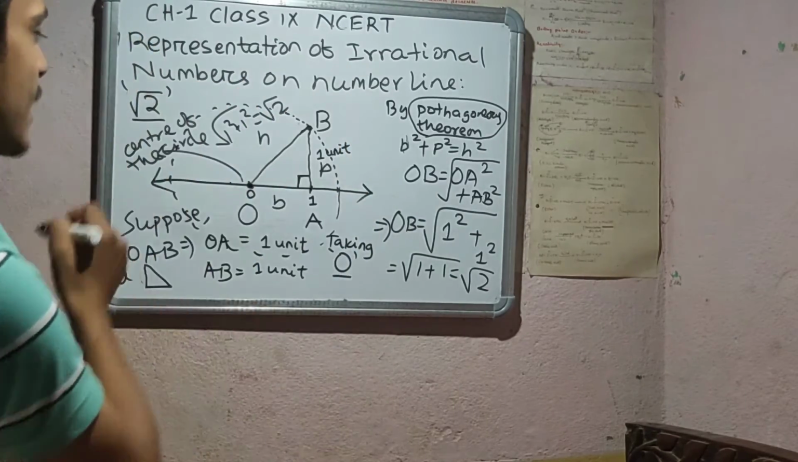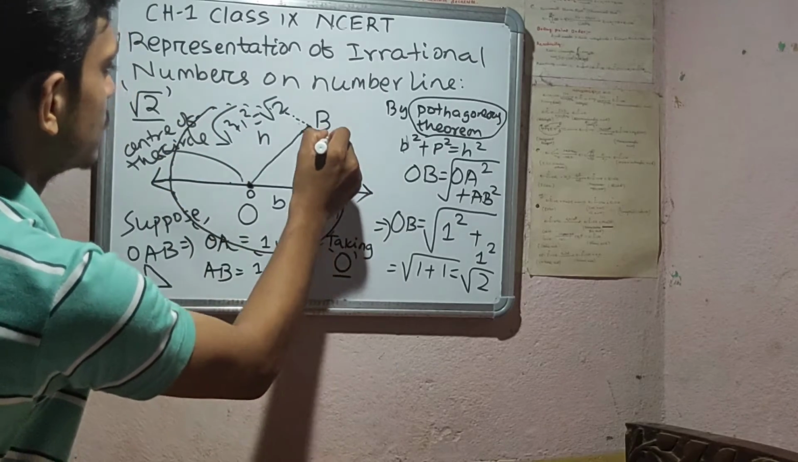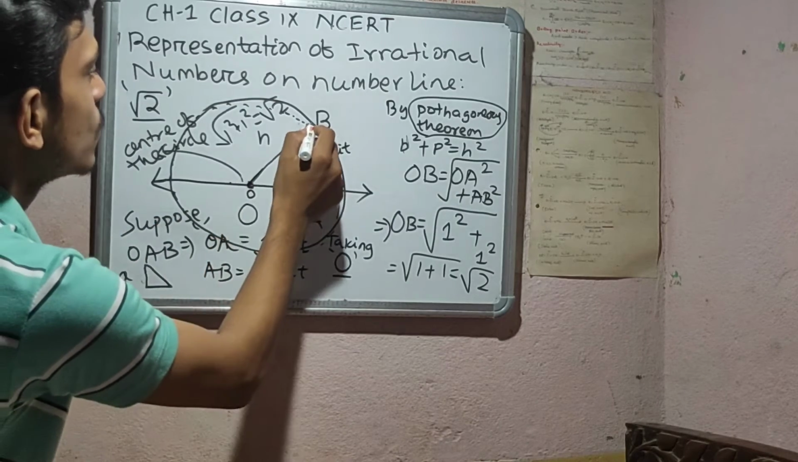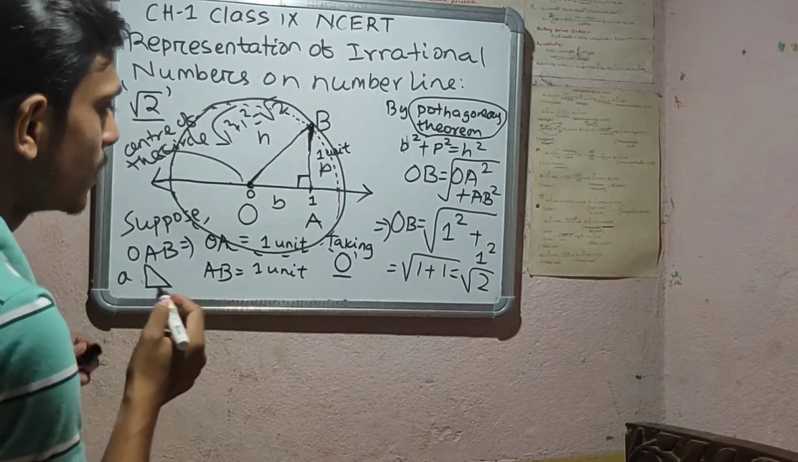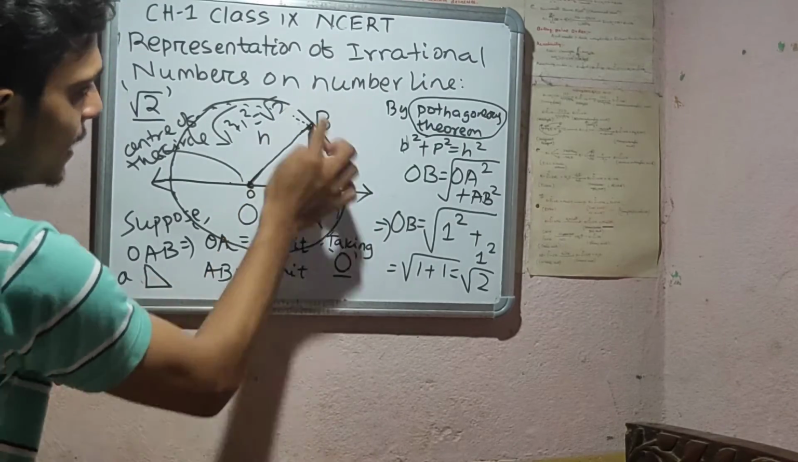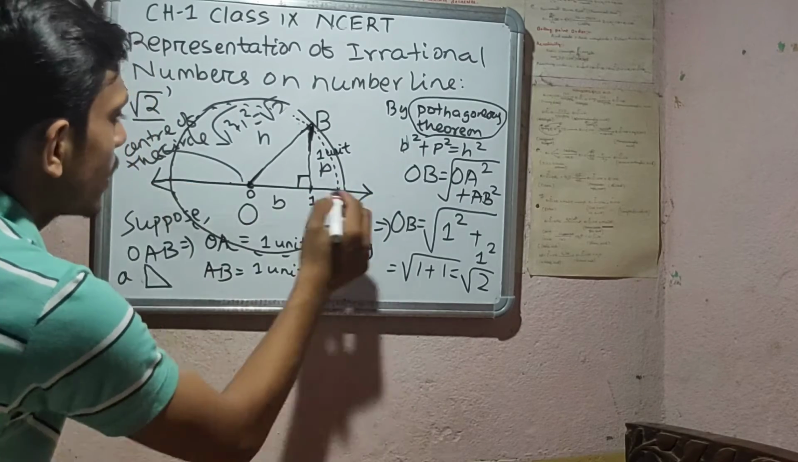This is a circle. This is a circle of radius OB. Okay? Yes or no? So the arc cuts the real number line. Okay, this is the real number line.